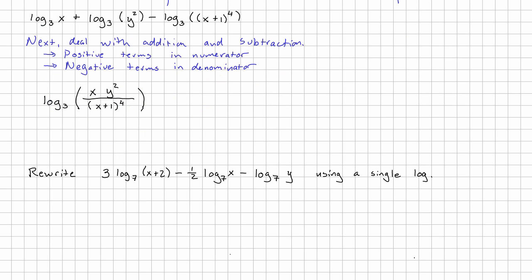So we're going to just follow the order of operations, meaning we'll deal with the multiplication first. Multiplication by 3 is going to become the 3rd power. So we'll have the log of x plus 2 to the 3rd minus, multiplication by a half becomes the 1/2 power. And then this last term isn't multiplied by anything.